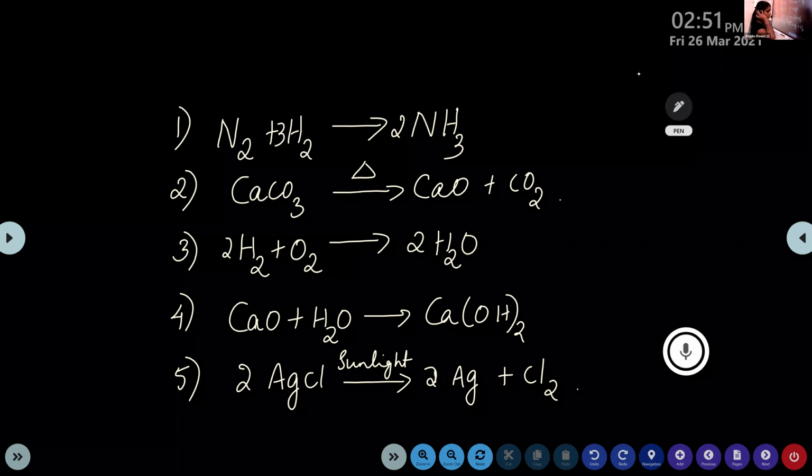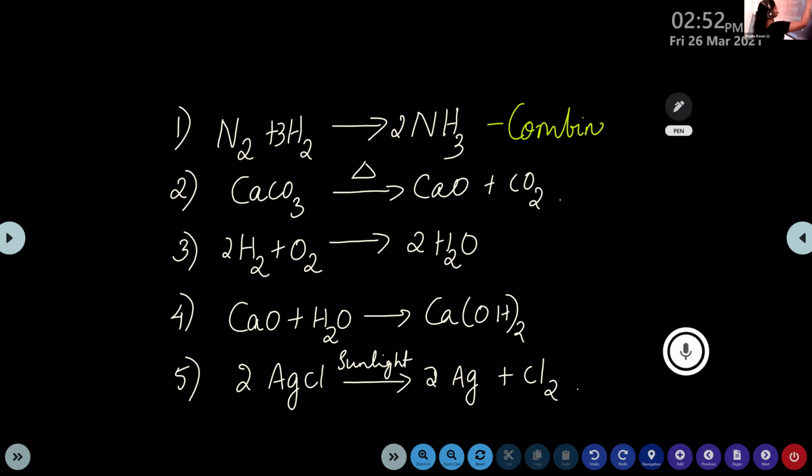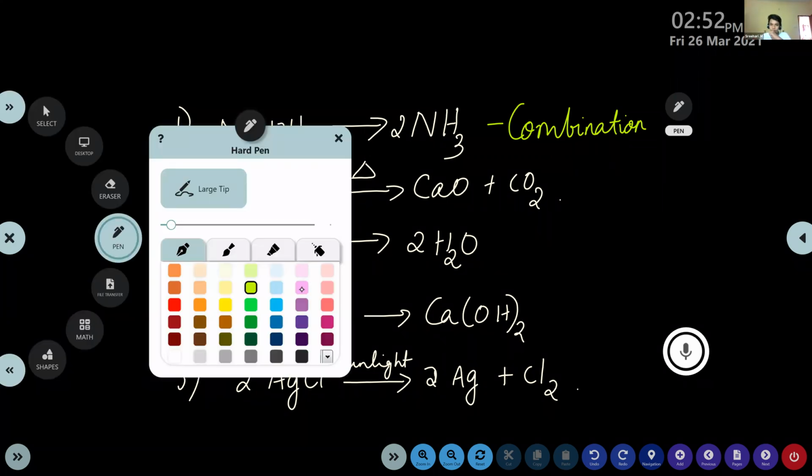No answer? Abin? Yes, ma'am. Tell me, what is this reaction? Combination reaction. Yeah, it's combination reaction. Very good. So you have to write down combination reaction. Then, Srihari, can you tell me the second question?